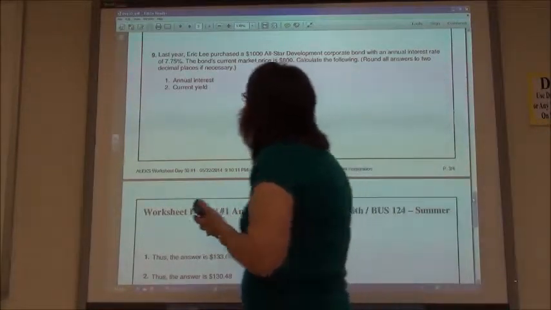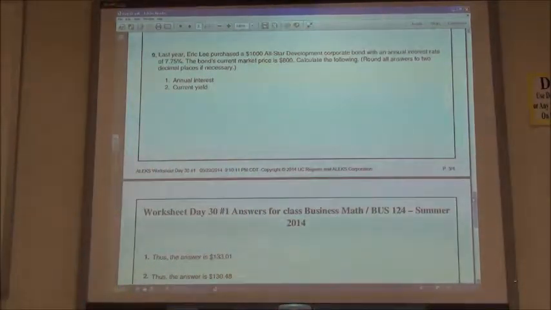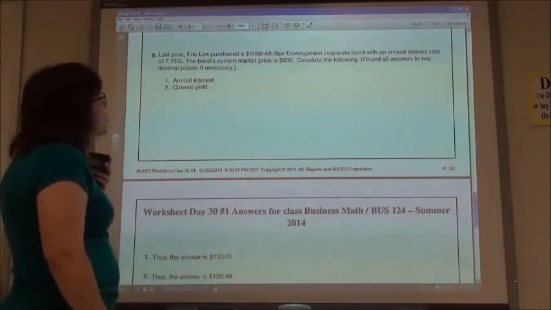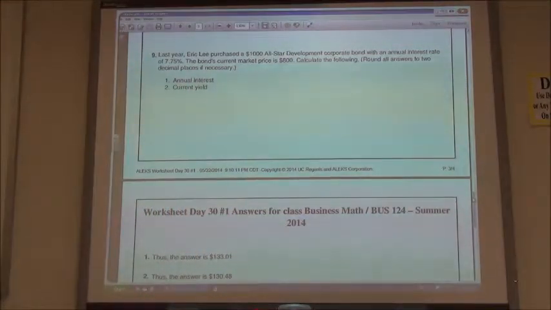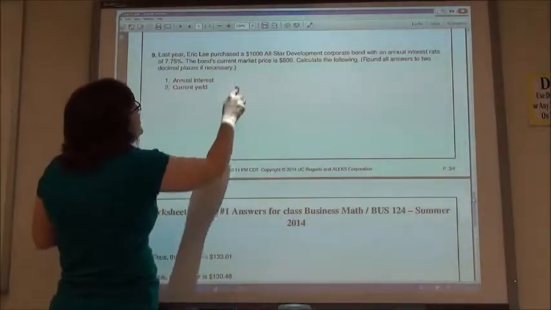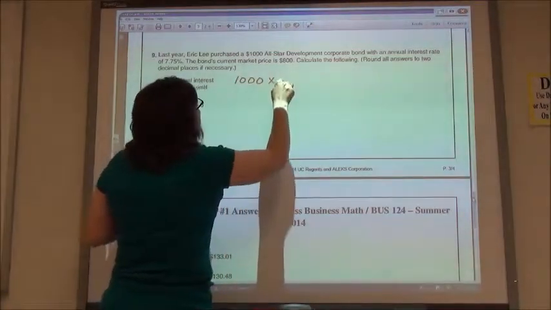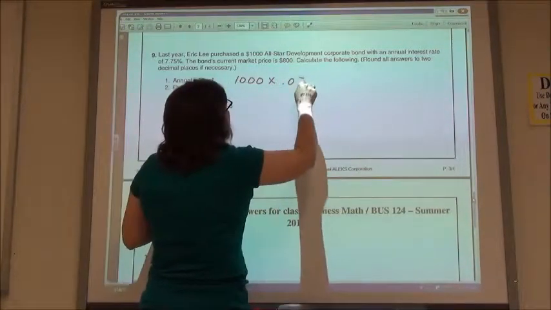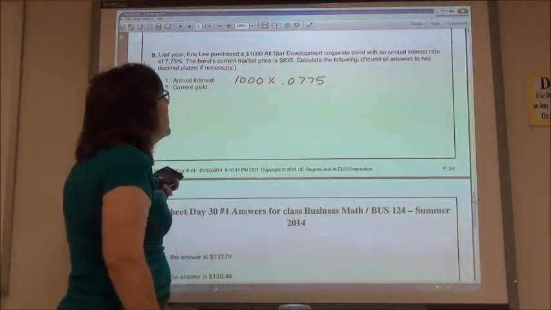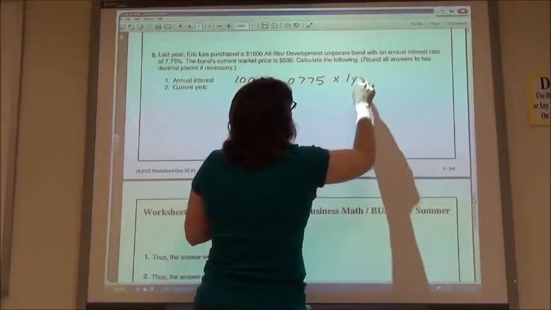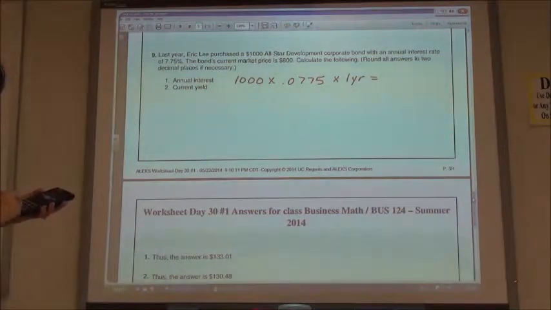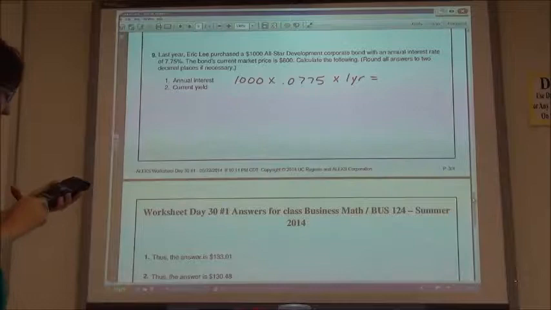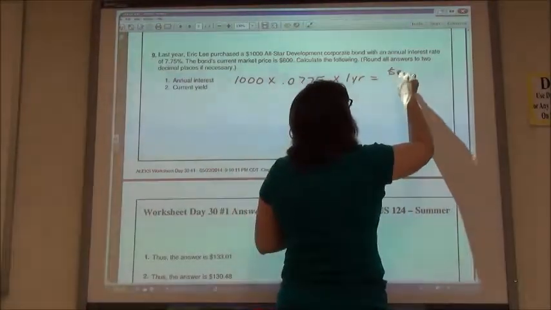And number 9 says, last year Eric Lee purchased a $1,000 All-Star Development corporate bond with an annual interest rate of 7.75%. The bond's current market price is $800. Calculate the following, and then round your answers to 2 decimal places if necessary. So my annual interest, I'm going to take my $1,000 face value times 0.0775, 7.75%. Times again just 1 year at a time, and so when I take 1,000 times 0.0775, I get $77.50.